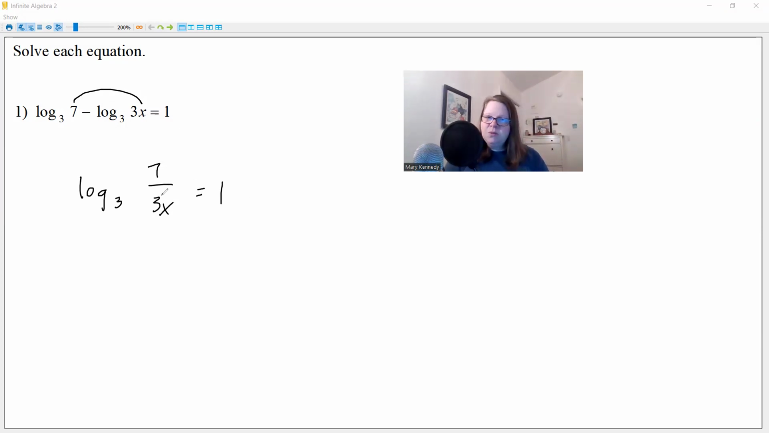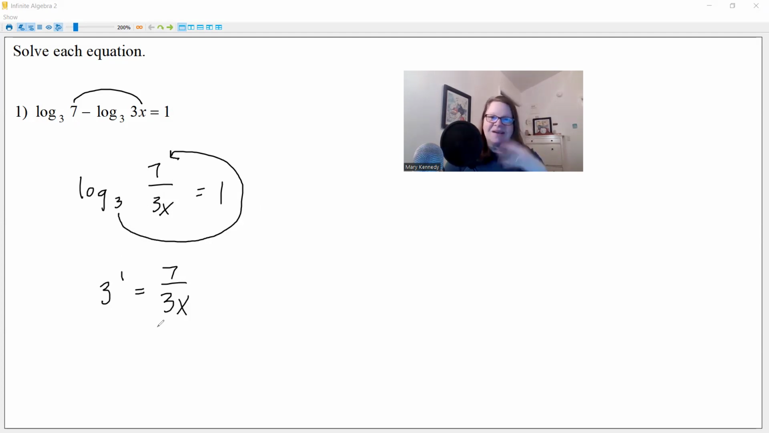And then you want to use the loop method. The loop method is just you're making a loop, and you start at the base, you go in the direction of the equal sign, and you loop around. And that's going to help us to see how to write this as an exponential equation. So the base is 3. We went next to the 1. That is the exponent. And we landed at 7/3x. So 7/3x.